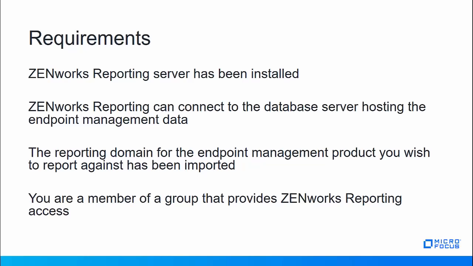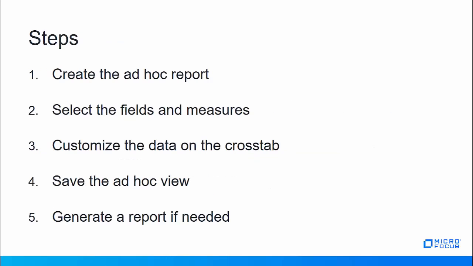So those are the two videos you can look at if you need to know how to do that. And you're a member of a group that provides access to ZENworks reporting. The steps for this are go ahead and create the ad hoc report, select the fields and measures, customize the data on the crosstab, and then you can save the ad hoc view and generate a report if needed.